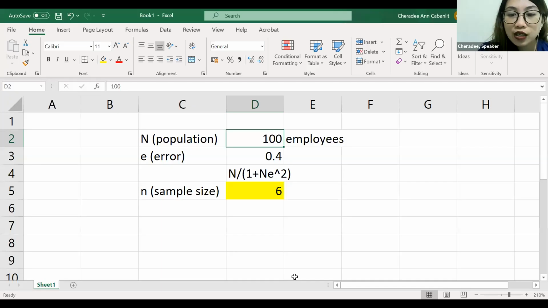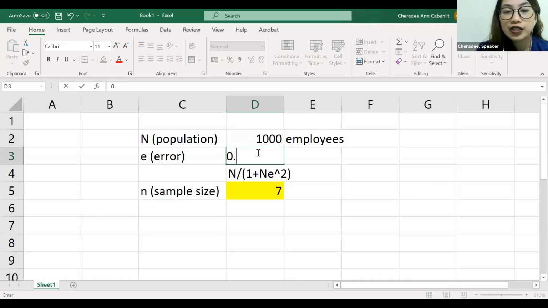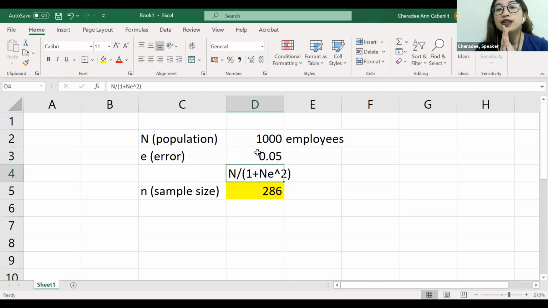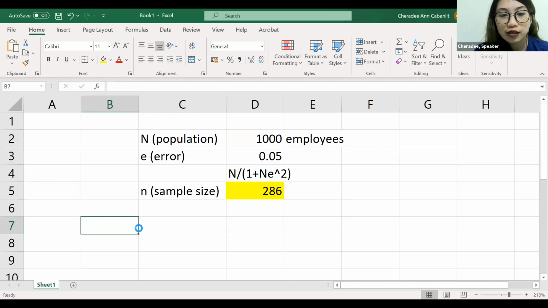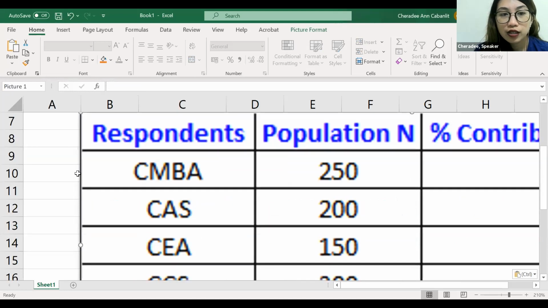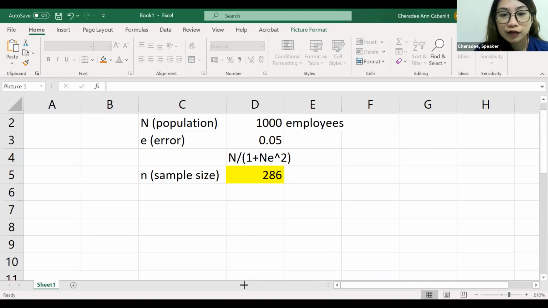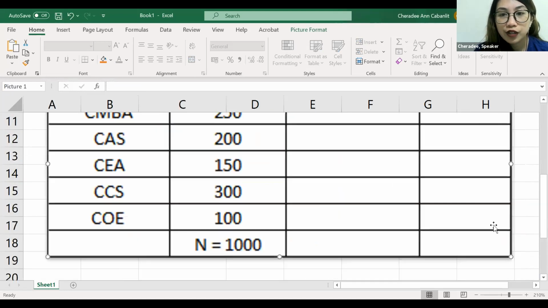So here, it's 1,000 employees, no? And your error is, let's say, 0.05. So you have to give 286 questionnaires. Now with this given here, so I'm going to show it here. For a while.